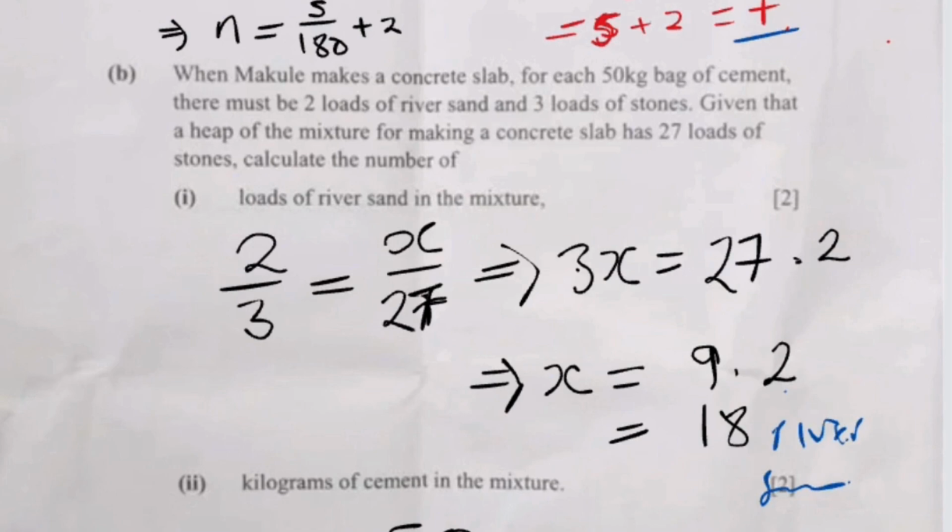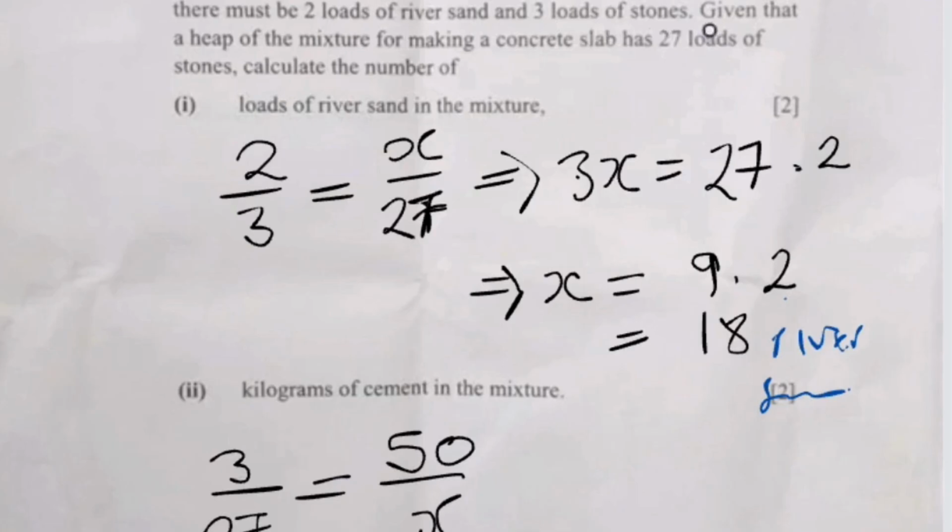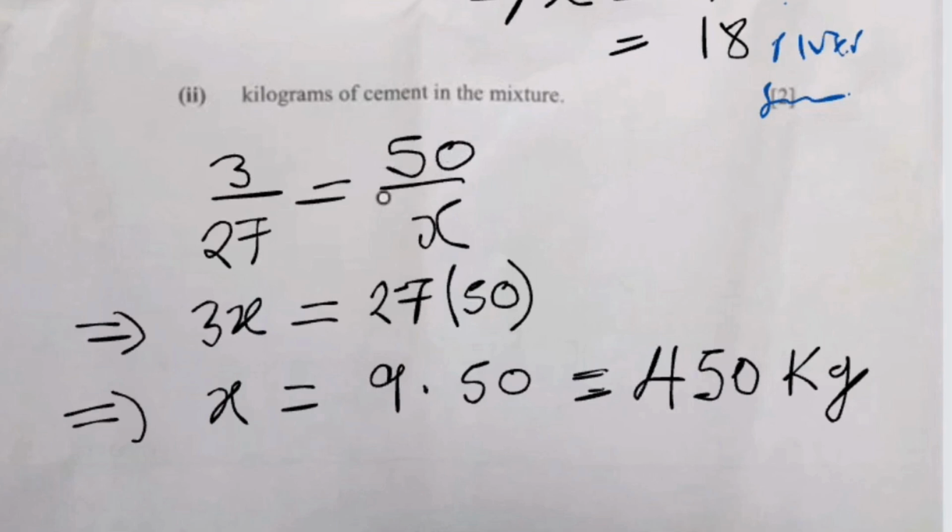So we know that if we have 3 loads of stones, we can use this new loads of stones again. So that is 3 over 27, should be equal to 50 kg divided by x kgs, which we are looking for. So this is just 3x is equal to 27 multiplied by 50, make x the subject of the formula.